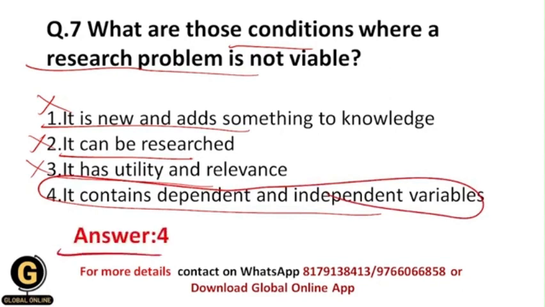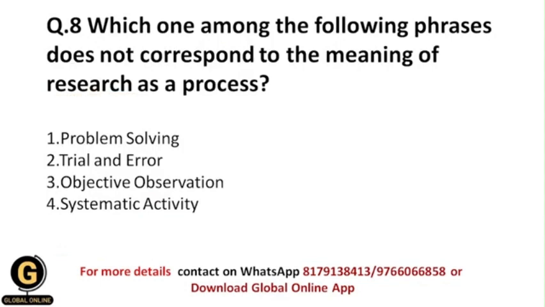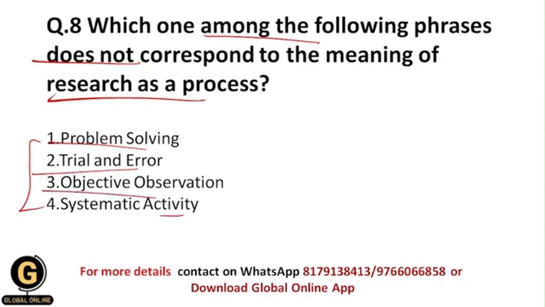okay, and that's why the correct answer to this question is 4. Okay, which one among the following phrases does not correspond to the meaning of research as a process? So from these options, which is the phrase which does not correspond to the meaning of research as a process? So whether it is problem solving, whether it is trial and error, or objective observation, or systematic activity.